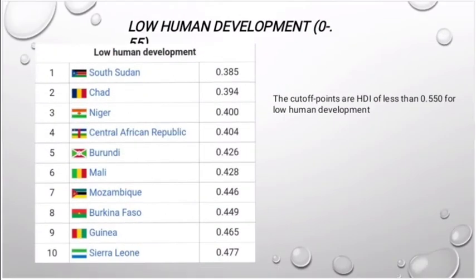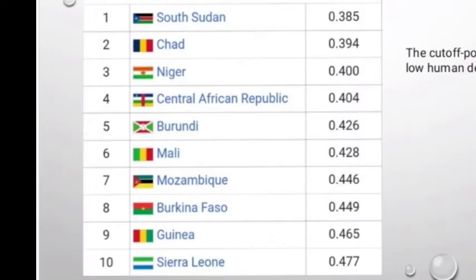First is the low human development. The cut-off point is an HDI of less than 0.550 for low human development. These are the first of low human development. The first one is South Sudan, which has an HDI of 0.385. The second is Chad, which has an HDI of 0.394. The third is Niger, which has an HDI of 0.400.